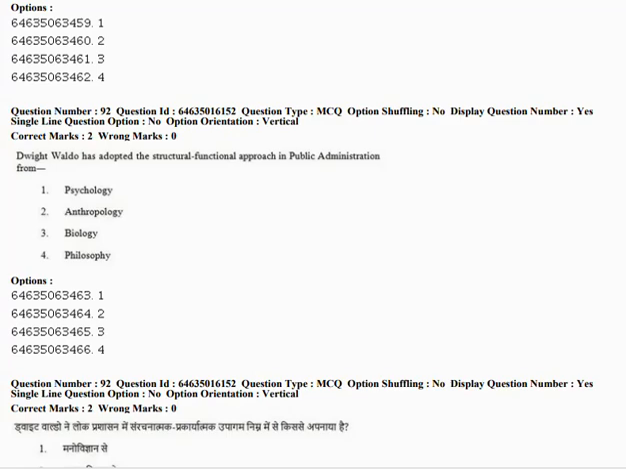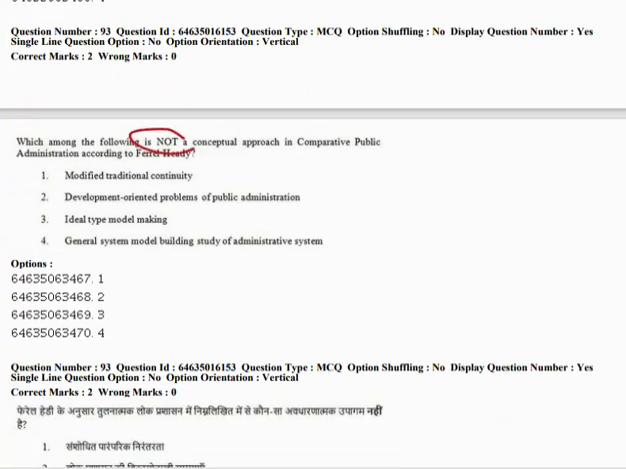Dwight Waldo has adopted the structural functional approach in public administration from anthropology. Option number 2. Which among the following is not a conceptual approach in comparative public administration according to Ferrel Heady? It is the development oriented problem of public administration.